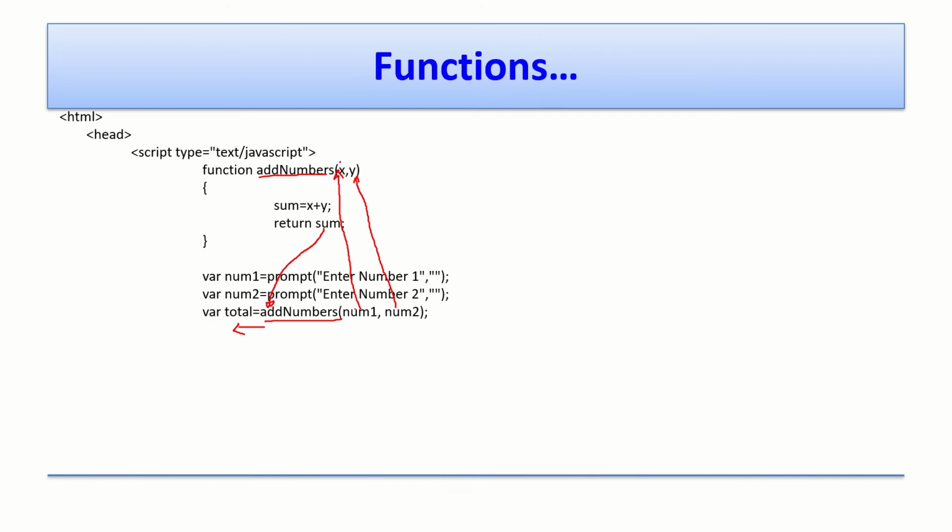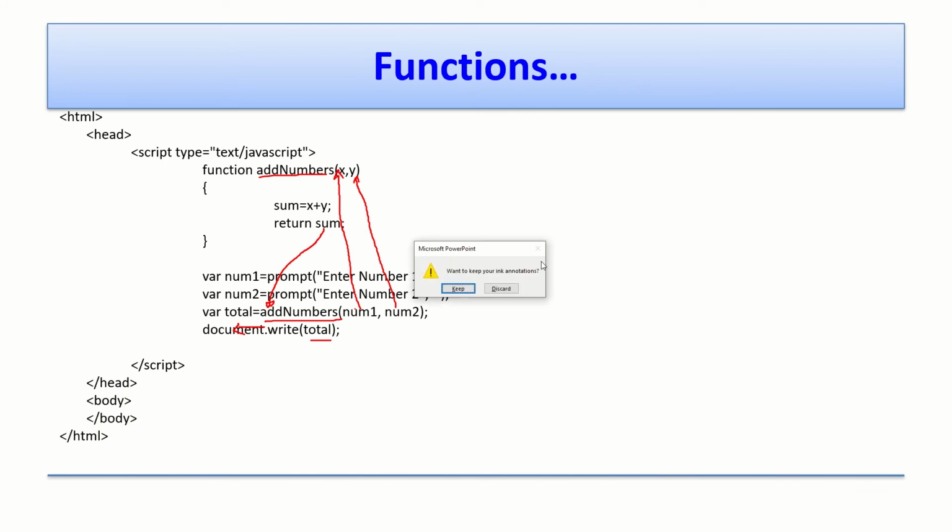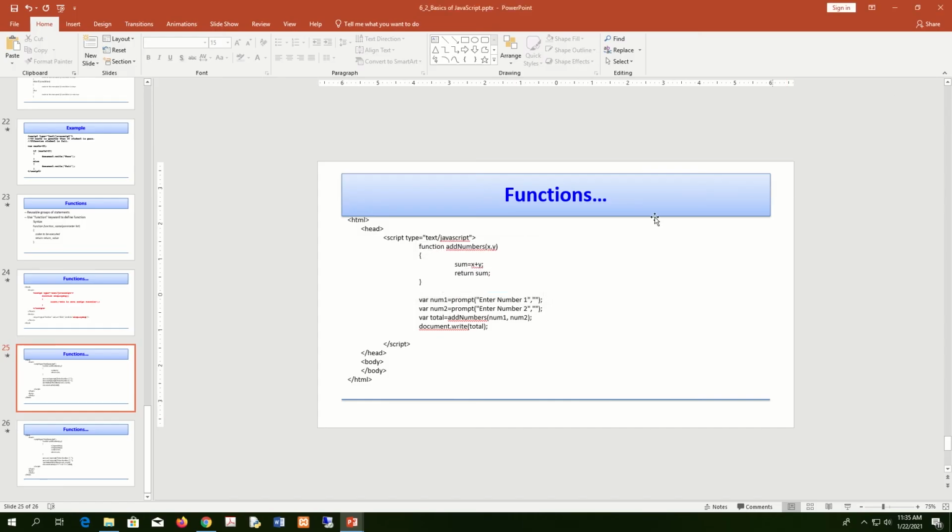In the add numbers function, we have two parameters. Then x and y take values from num1 and num2, take the summation, and return the summation value. Then the return value should be assigned to another variable. Here I assign the return value to the variable called total. Then I can print the total. So that's it, right? Now let's see in JavaScript.